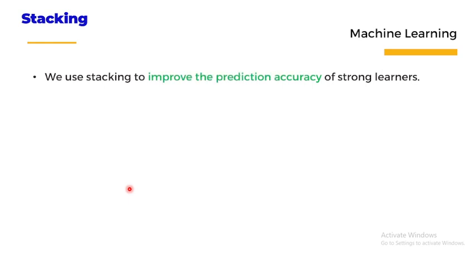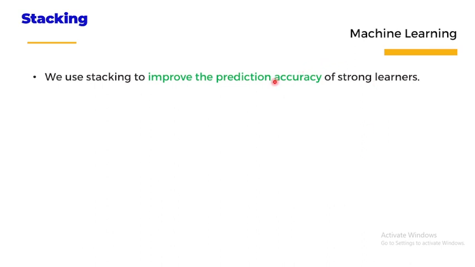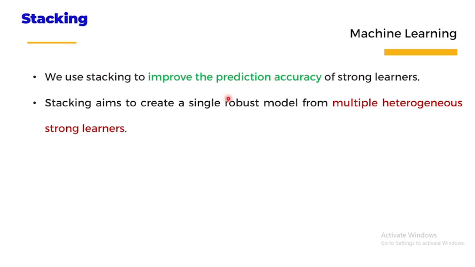Now, let us understand the next technique, that is stacking. Stacking is also called stack generalization. We use stacking to improve the prediction accuracy of the strong learner. Stacking aims to create a single robust model from multiple heterogeneous models. Here in stacking we are combining the results of multiple heterogeneous strong learners.